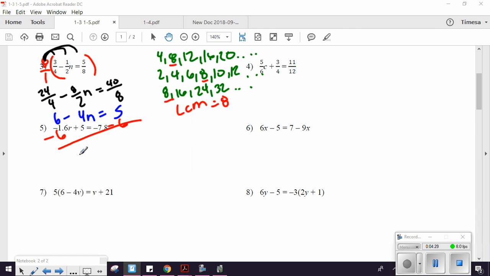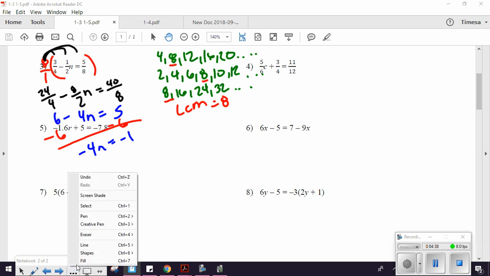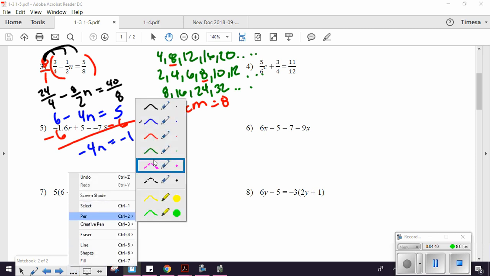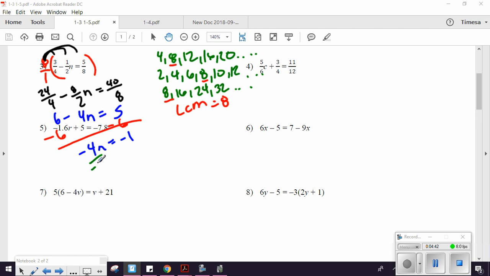So you would have negative 4n, remember to bring that sign down, is equal to 5 minus 6, which is negative 1. So now we need to move negative 4 by division. So divide by negative 4 on both sides. So you would end up with n is equal to positive 1/4. And again, make sure you check your work, folks.